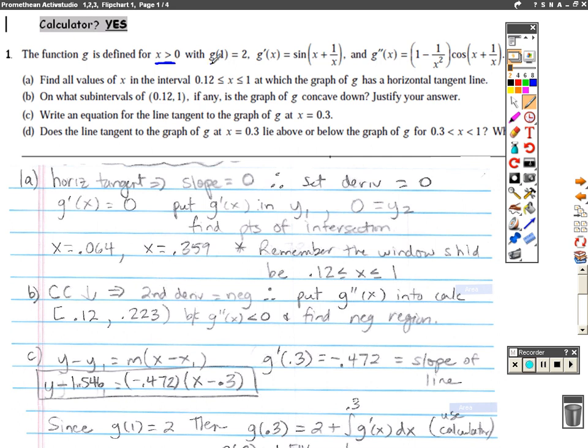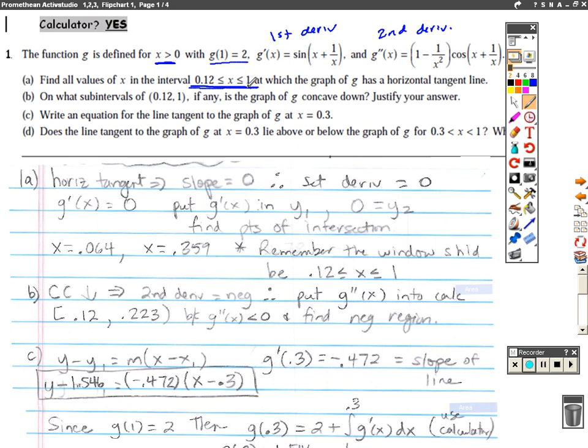We know that when x is 1, y is 2, they give us the first derivative function, and they give us the second derivative function. So all of these things are given information. So in part A, they ask us to find all values of x. Now again, this interval is very important. That's going to be helping me to set up my calculator window. And I want to know when the graph has horizontal tangent.